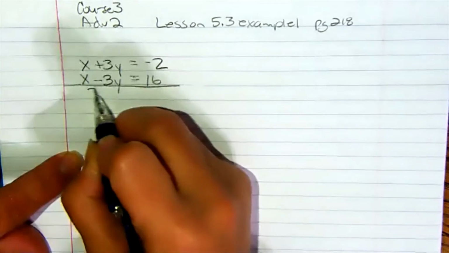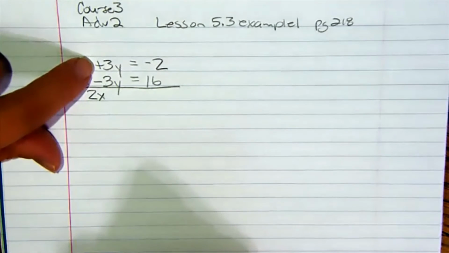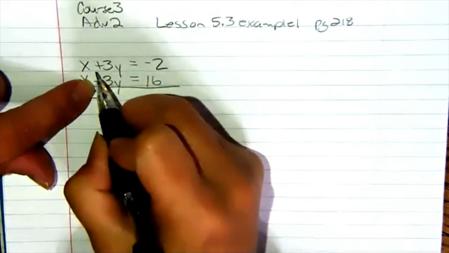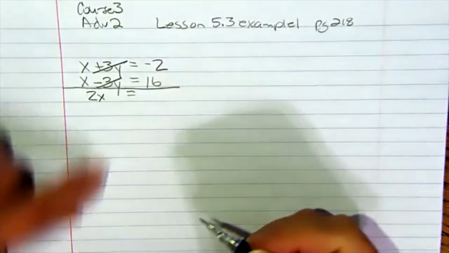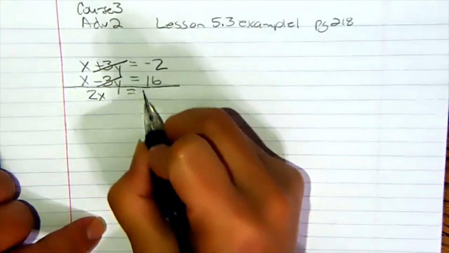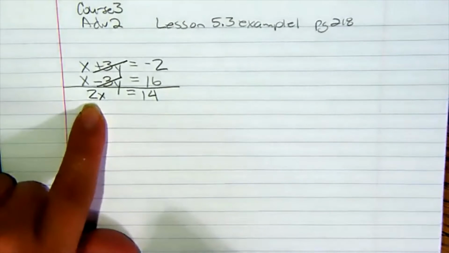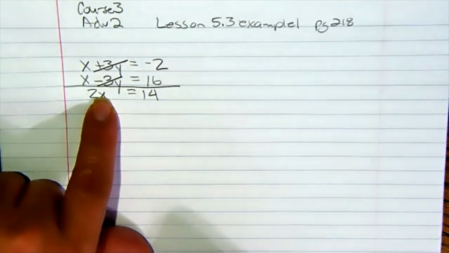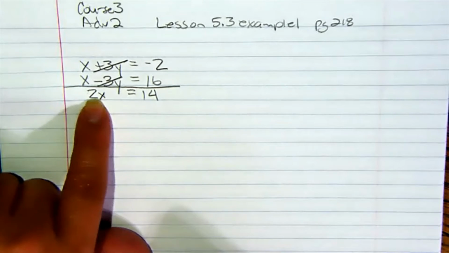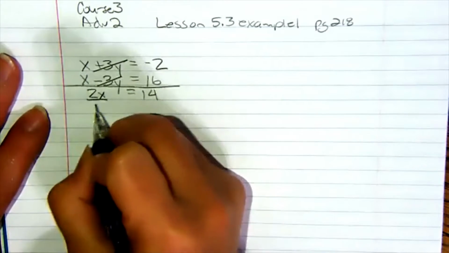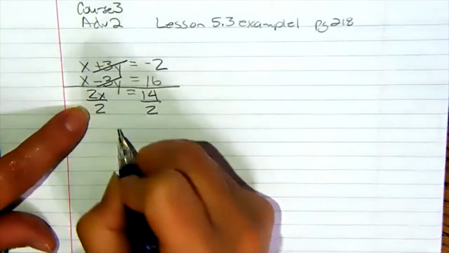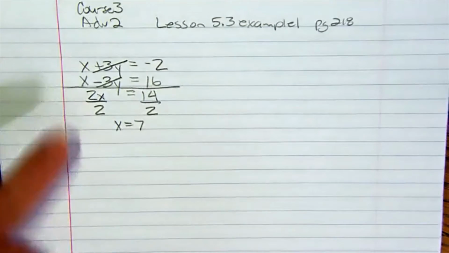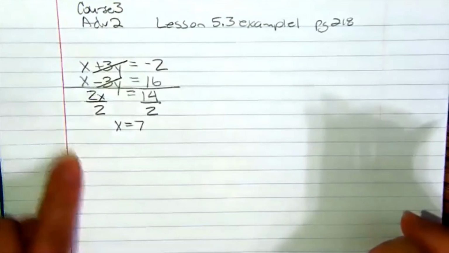1x plus 1x is 2x. Positive 3y minus 3y, these guys cancel each other. Equals -2 plus 16 is positive 14. Now we have an equation with one variable that we need to solve for. So I want to get rid of this times 2. I'm going to divide by 2. What I do to one side, I must do to the other. X equals 7. Oh, that was much easier.